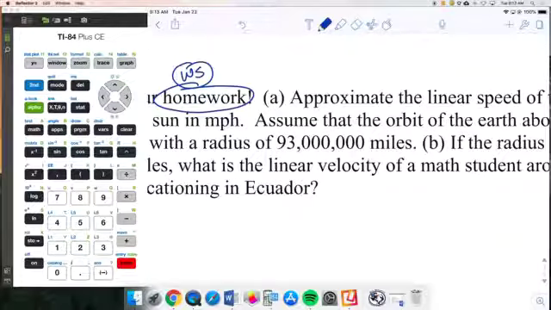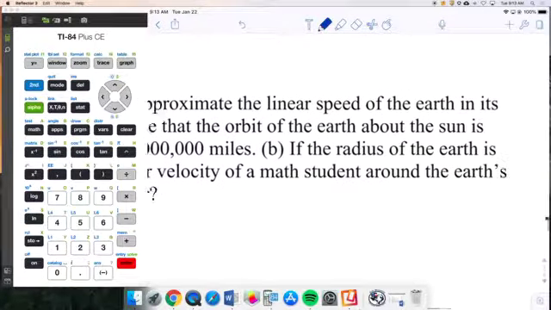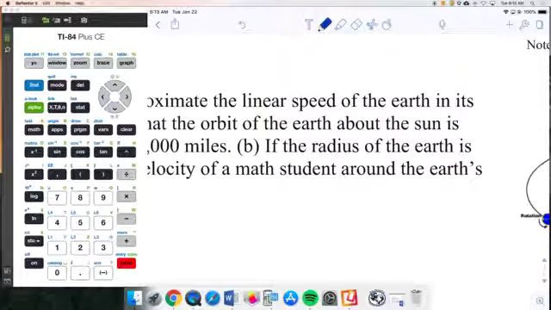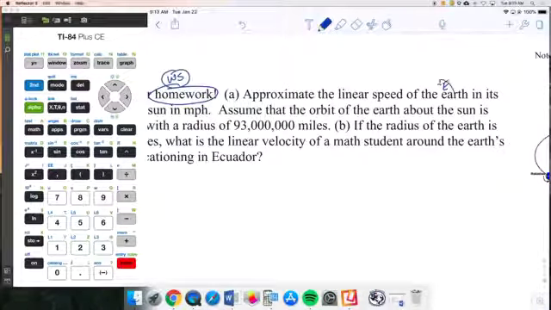All right. Approximate, Part A. Approximate the linear speed of the Earth. Y'all ever heard of it? I guess Earth should be capitalized, right? I don't know. Maybe not?